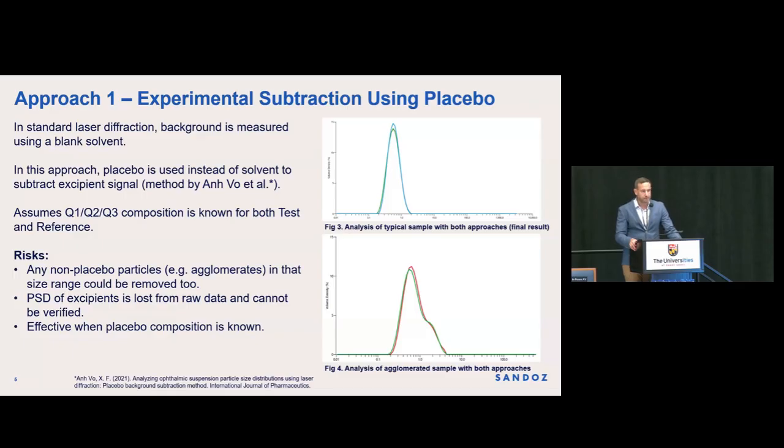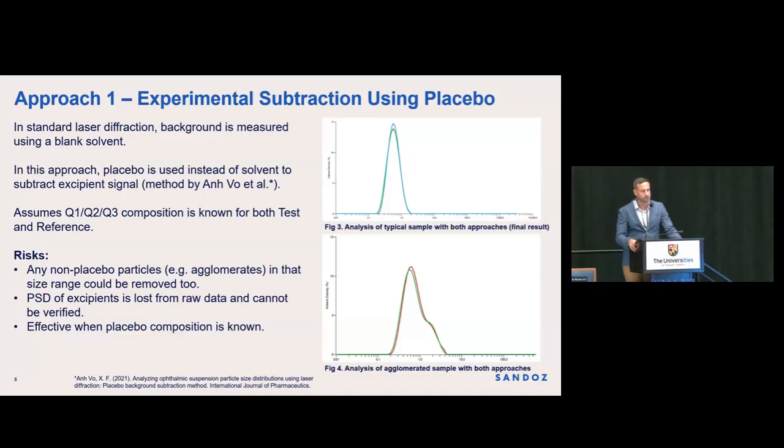What's important with this approach? It's, in a way, a little bit of a black box. So you are removing something directly from the raw data. So you get out the subtracted histogram, meaning that something is subtracted, placebo, considering that placebo particles are also in the formulation, meaning that this is the result that we get.